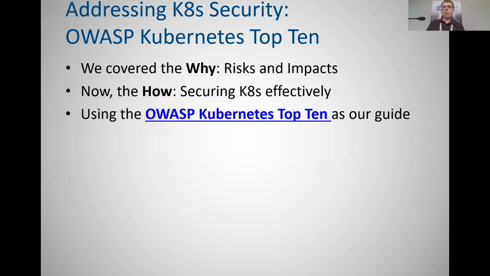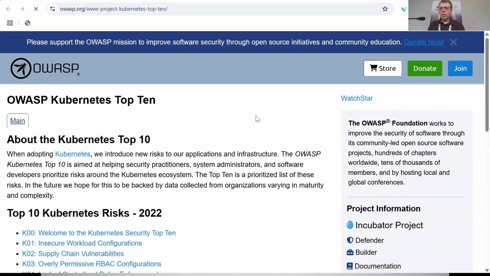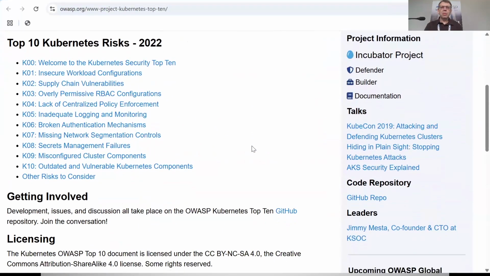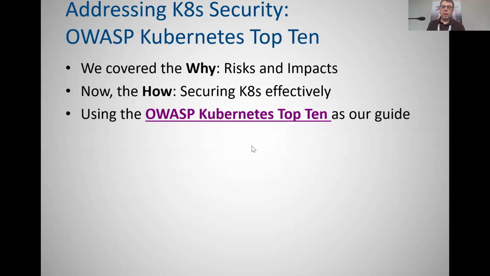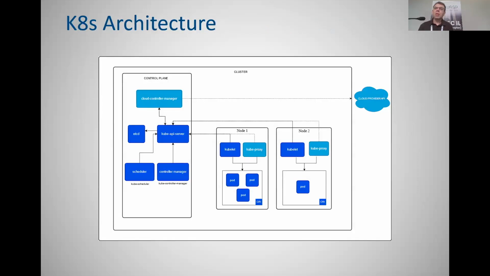We will start with using the OWASP Kubernetes Top 10 as our guide, and the list is long. It's a lot of issues. The Top 10 list is maintained by the Open Worldwide Application Security Project, covering the 10 most critical security risks, and should be a key resource for anyone who works with Kubernetes security.